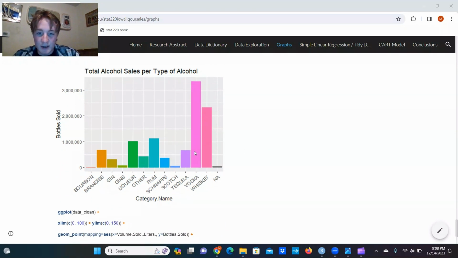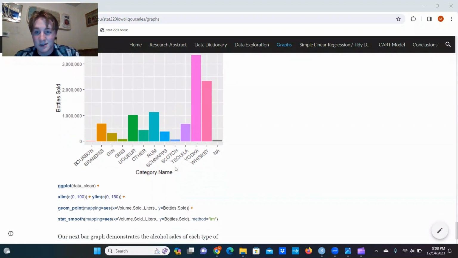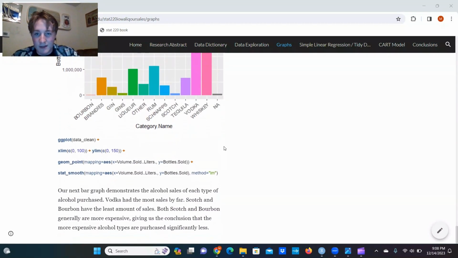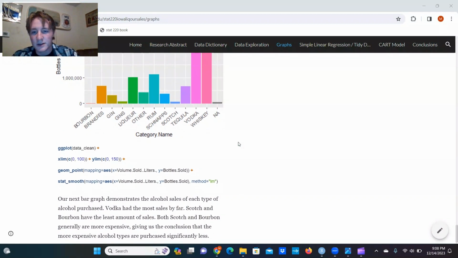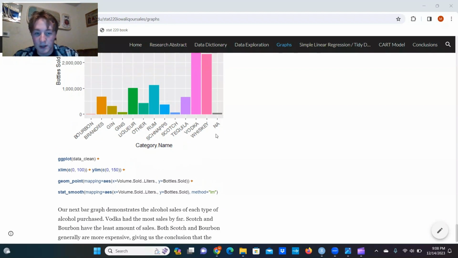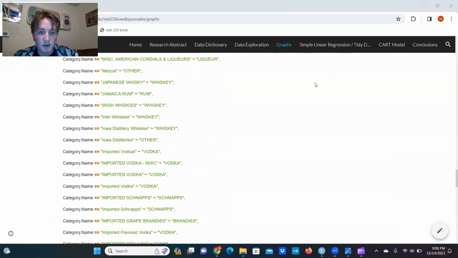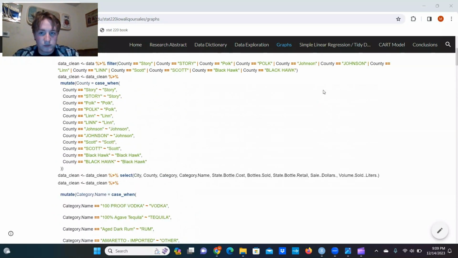As you can see on the graph, vodka and whiskey are the greatest, and bourbon and scotch are the smallest. And I think the reason that bourbon and scotch are the smallest is because those are typically more expensive bottles, while vodka and tequila can be cheaper bottles.